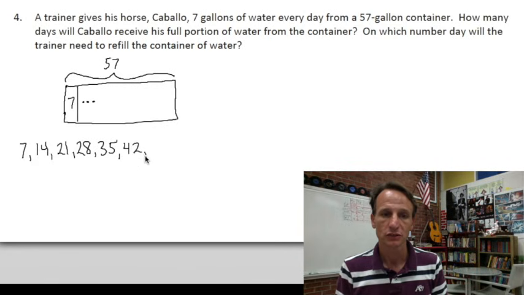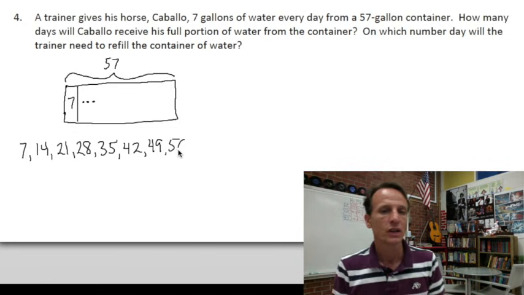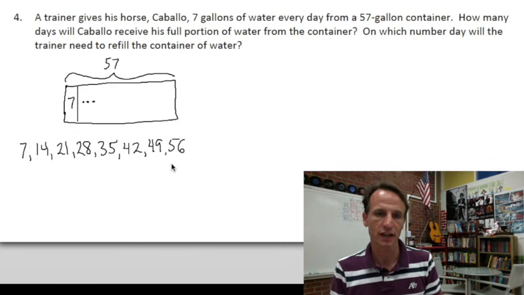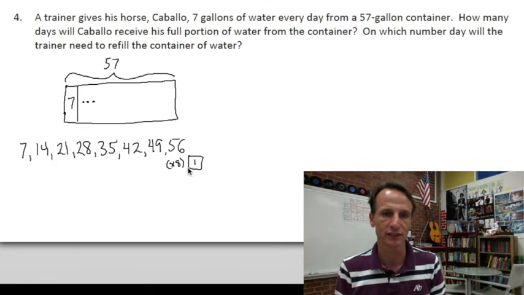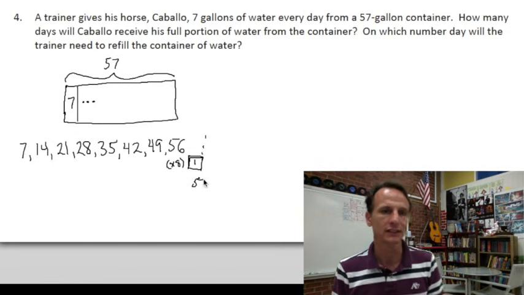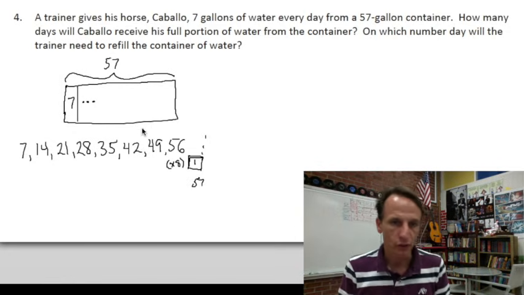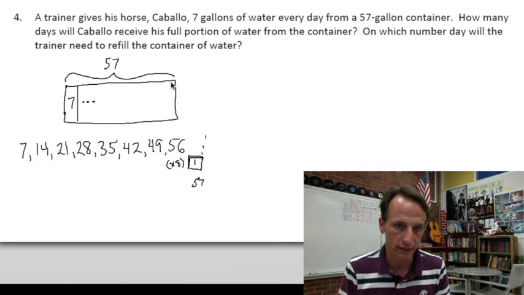42, 49, 56. Okay, so there we go. And so this is times 8 here. So that's 8, which leaves us, and as I've been doing it, it's not official Eureka method, but that leaves us 1 gallon left over to make the 57 gallons. Okay, so in fact here on the drawing I can indicate, like here, this is the 1 gallon that's left over.